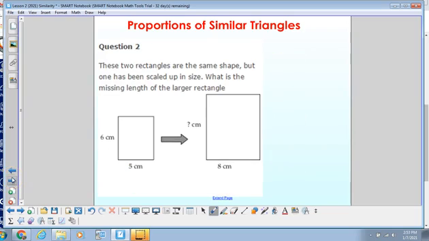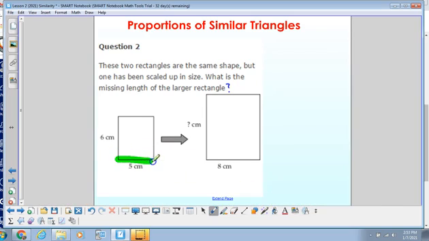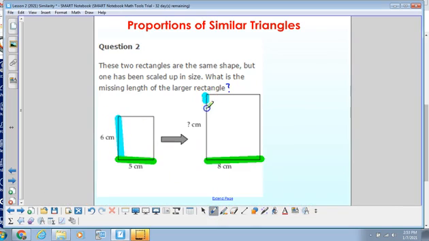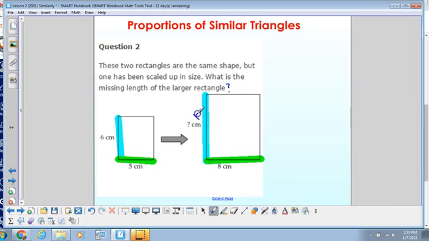Question 2. These two rectangles are the same shape, but one has been scaled up in size. What's the missing length of the larger rectangle? Okay, again, I want to use my colors. I want to highlight the parts that match up. The 5 and the 8 match up together. The 6 and this side, which is unknown, that's our x, match up together.